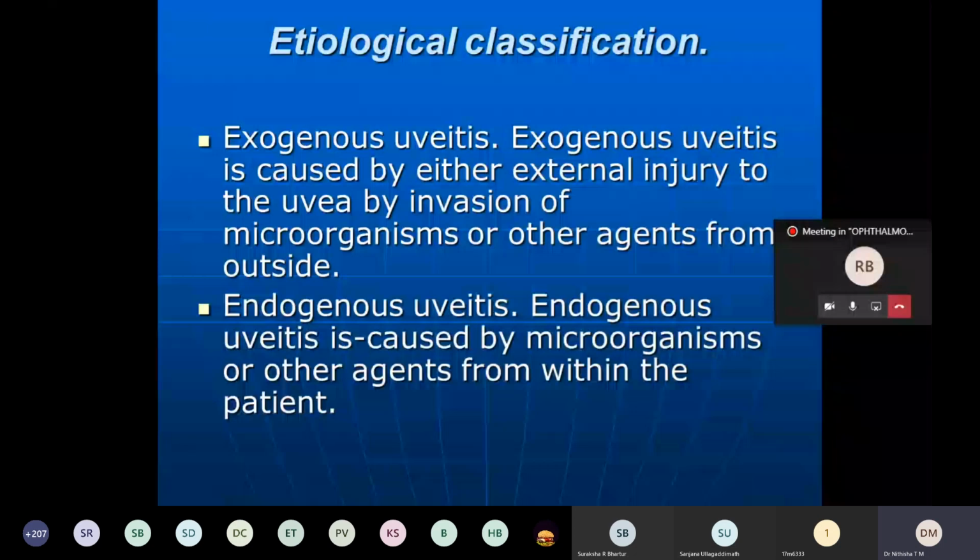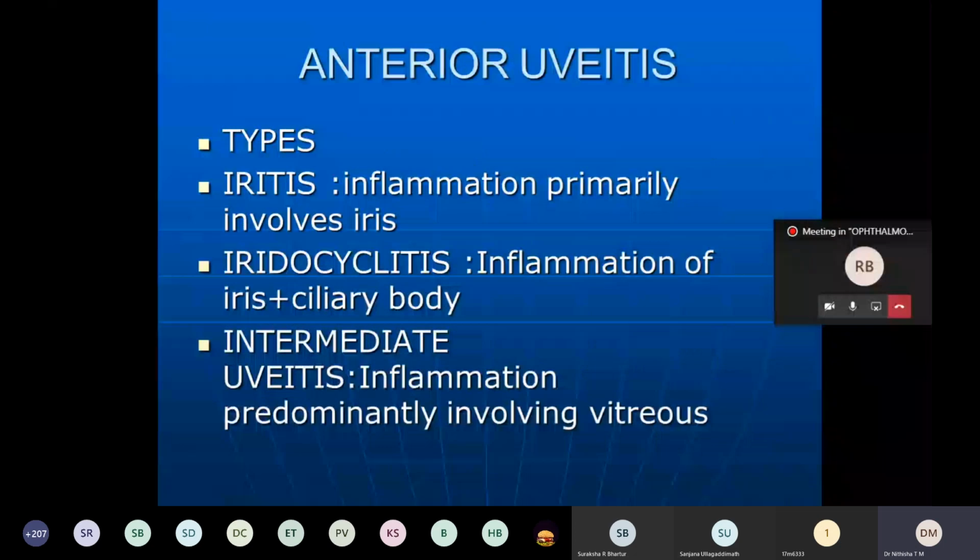So when you come to the clinical side, you'll see that patients are referred to the ophthalmology department from medicine, tuberculosis and chest departments, or some other department, because they want the patients to be tested in OPD for uveitis. So, anterior types: you should be clear with this. Iritis is inflammation involving only the iris. Iridocyclitis is inflammation of the iris and the ciliary body. Intermediate uveitis is inflammation involving only the vitreous.